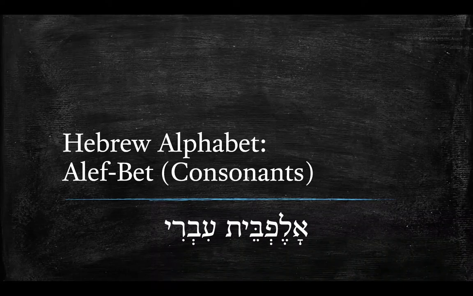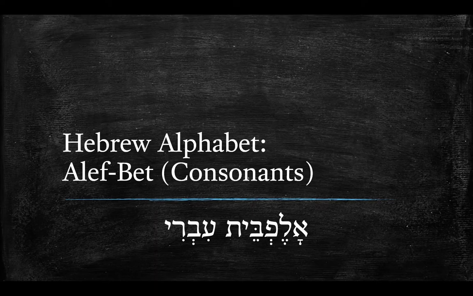This video will cover the pronunciation of the Hebrew Alefbet. Those are the consonants of the Hebrew alphabet. There's a separate video for vowels. Vowels were always spoken, but they weren't always written. They're treated as a separate part of the alphabet, so there's a separate video for that. This will cover the consonants.